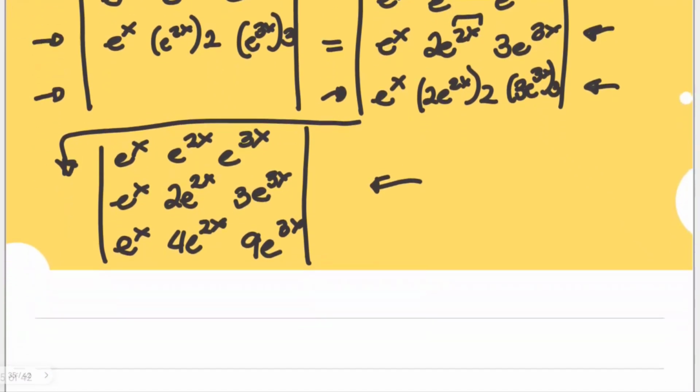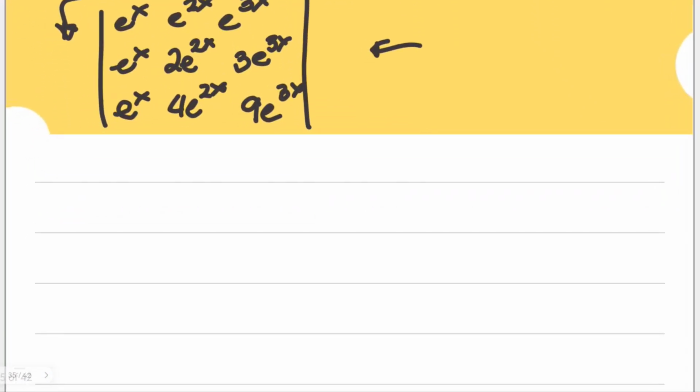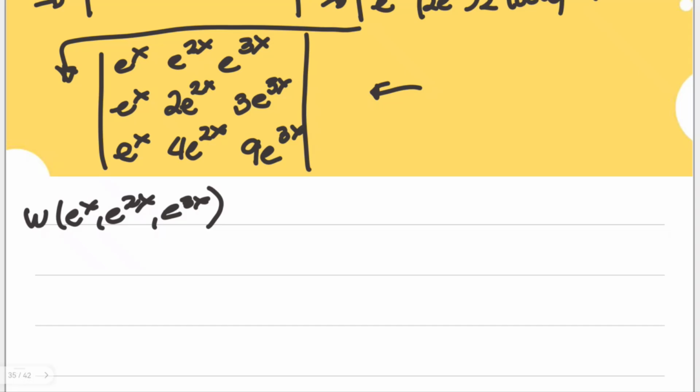So let me move to the bottom because the Wronskian of e to the power of x, e to the power of 2x, and e to the power of 3x is the determinant, as mentioned, of this equivalent matrix. And how do we solve that? If we have a 2 by 2 matrix, similar to the previous videos, we have a specific formula, and we also did the diagonals there. Let's also copy that here.